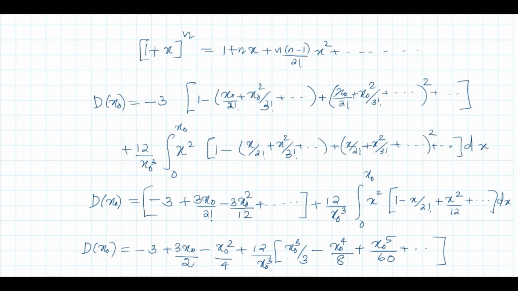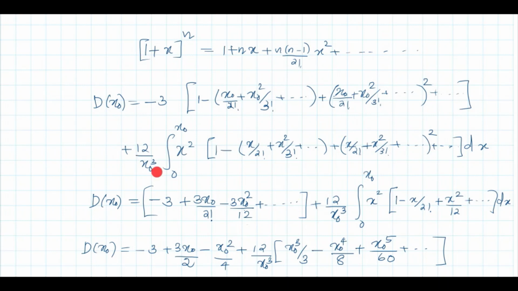Into dx. So D of x naught equal to minus 3 into 1, it is minus 3. Minus 3 into x naught by 2, it is plus 3 x naught by 2, 2 factorial. And you will have a minus x naught square by 3 factorial, that is a minus x naught square by 6 here, plus x naught square by 4 here, because this first term square will give you x naught square by 4. So minus x naught square by 6 plus x naught square by 4 will give you x naught square by 12, multiplied with this minus 3, that will give you minus 3 x naught square by 12 plus higher order terms.